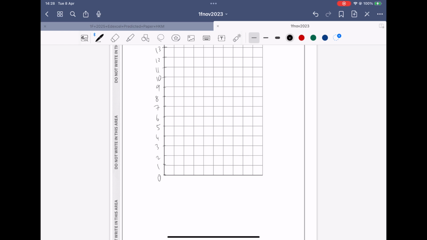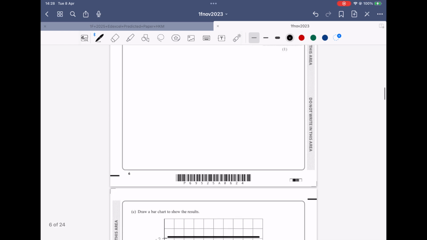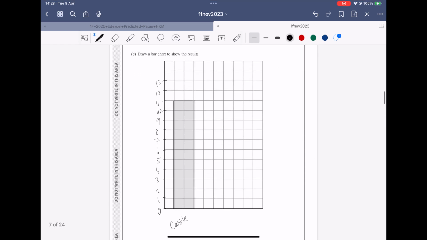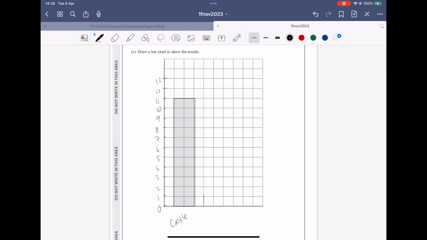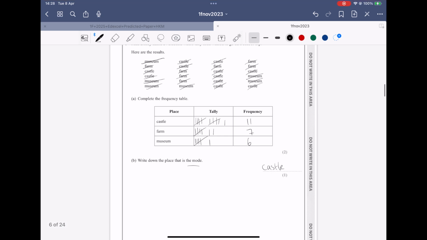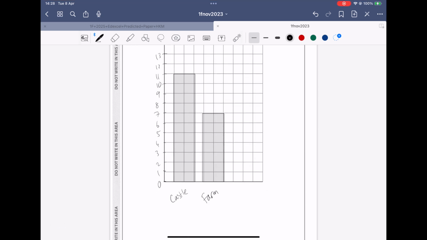So we need 11 to start with. Okay, so that's castle. We need farm for 7. Oh, sorry. Didn't hold it long enough. Farm for 7. Obviously, yours will be probably a little bit neater because you have a ruler. And last one, 6. The last one.